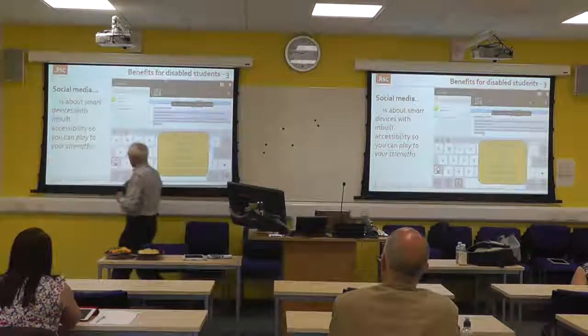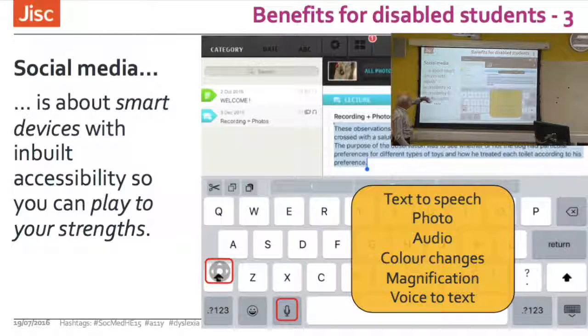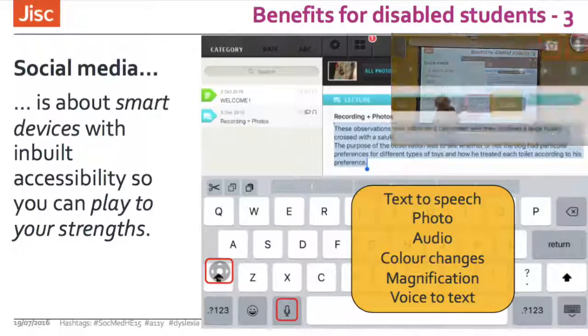Well, the other thing we already looked at this morning is the social media. Benefit number three is about smart devices. This is one of the apps on my iPad for creating content. And I can put the text in using the inbuilt voice recognition. I've got text to speech, I've got photo, audio, colour changes, magnification, and not just text to speech to read things back, but voice to text to put things in.